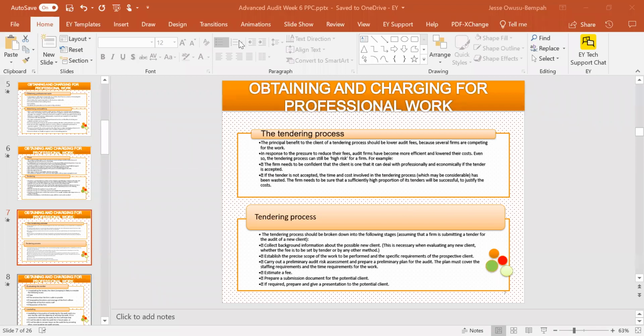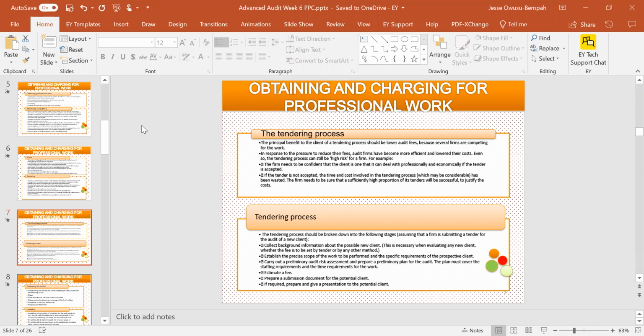Like I was saying, the tendering process involves a lot of costs. So you should make sure that you set it up in such a way that at least you're able to justify the cost by being able to select someone suitable. The tendering process should be broken down into the following stages.